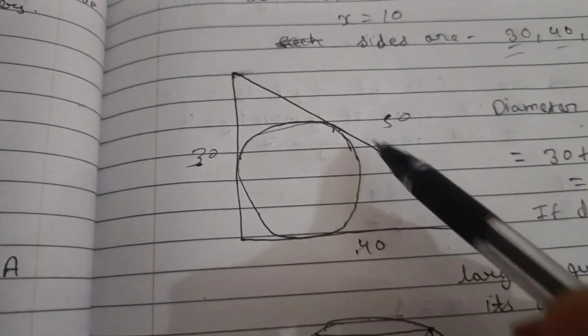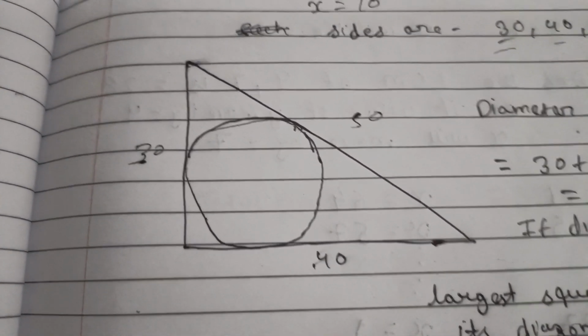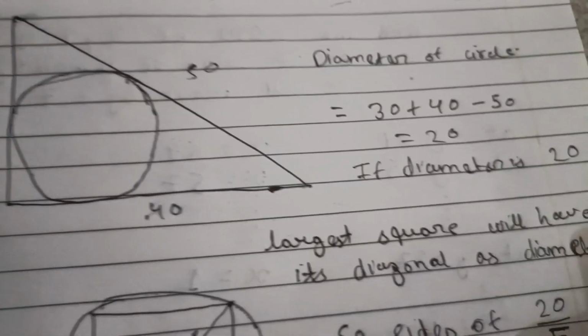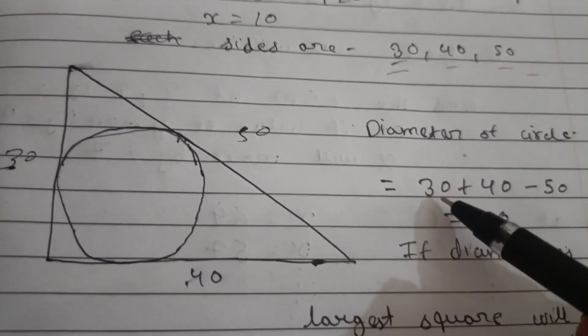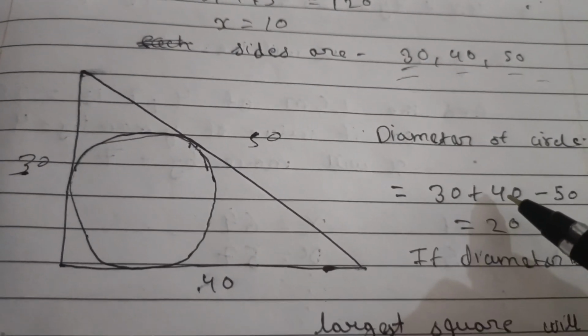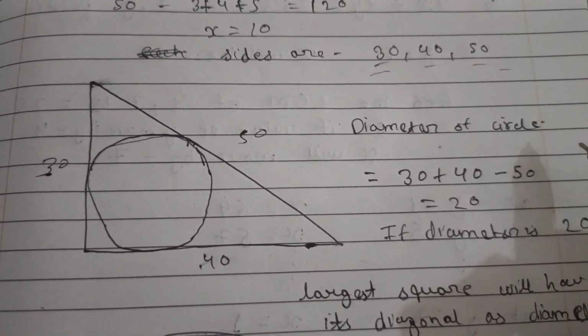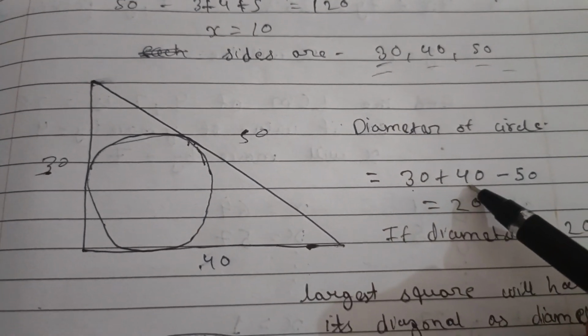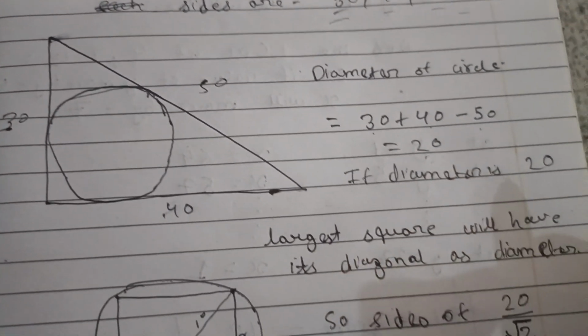So if we draw a triangle 30, 40 and 50 and inscribe a circle, to find the circle inscribed in a right triangle, we have a formula. To find the diameter of the circle, we have to add base and perpendicular minus the hypotenuse. So we get 20 as the diameter of the circle.